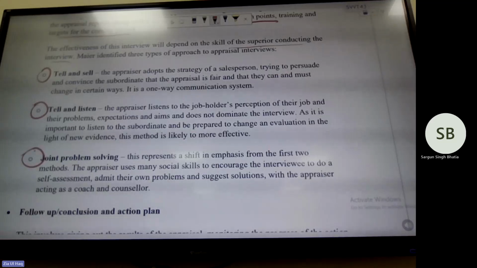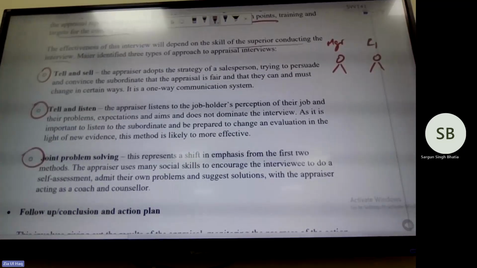What is tell and sell? This is a one-way approach where the manager is just talking and the employee is just listening. But he is not only talking, he is providing explanation. If an employee hasn't performed in any area, he is explaining so that the employee can understand properly. I mean, in this way, suppose this is the manager and this is the employee, only he is talking.